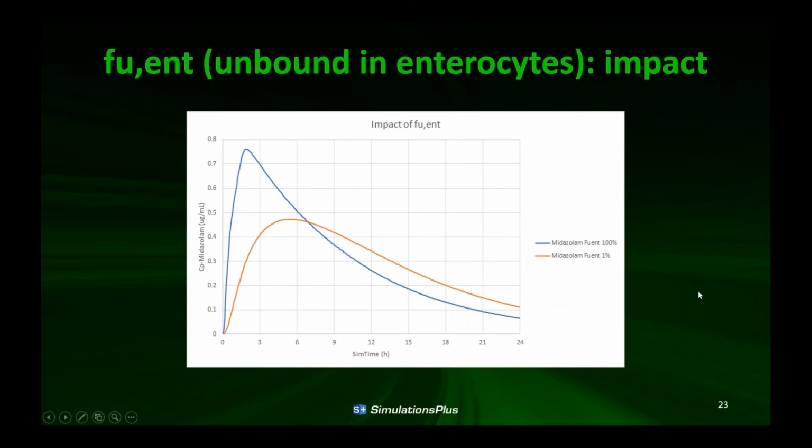Some of you may ask how this will affect your simulation if you use a different fraction unbound in enterocyte. For this simulation, we use midazolam as an example. The blue line shows there is no binding in the enterocyte, and the orange line shows 99% is bound, only 1% is unbound. You can find a decrease in Cmax, and because of the binding in the enterocyte, it will slow release, and you will also find a longer Tmax in your simulation result.